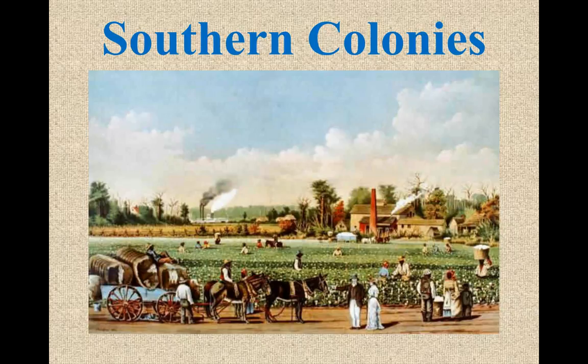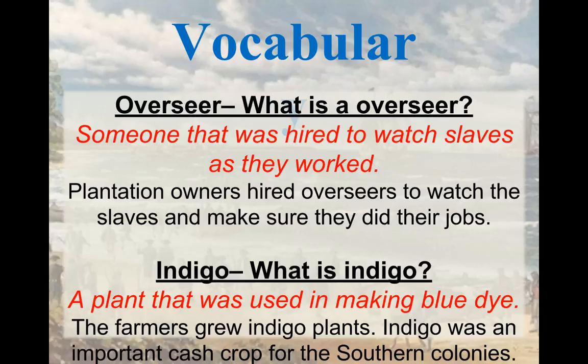Now we're moving on to the southern colonies. Overseers. What is an overseer? Someone that was hired to watch slaves as they work. Plantation owners hired overseers to watch the slaves and make sure they did their jobs.